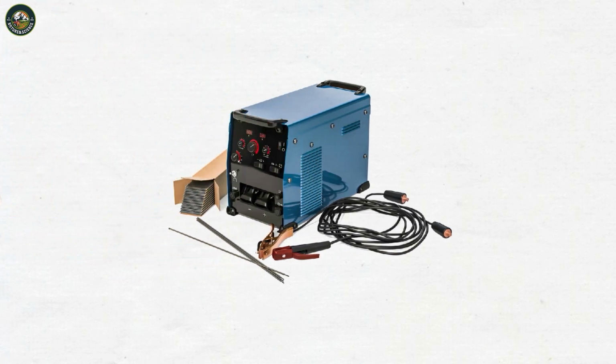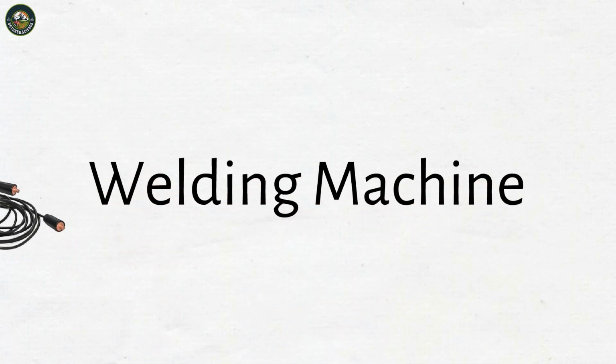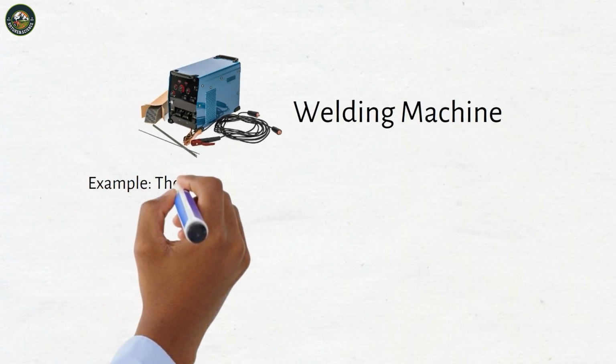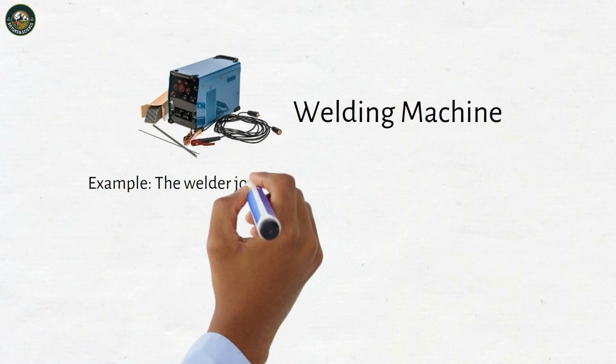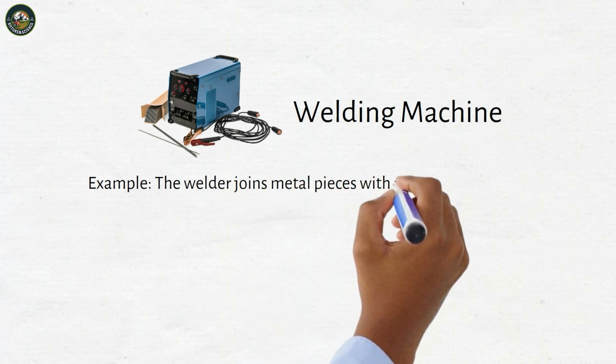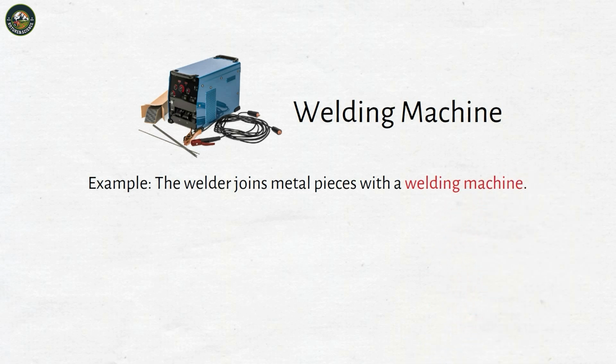Repeat after me. Welding machine. Example: The welder joins metal pieces with a welding machine.